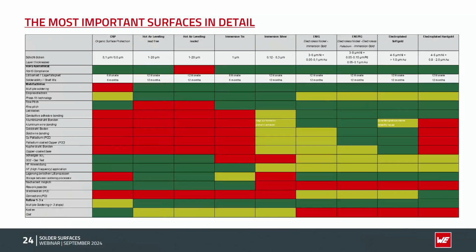So this is a general overview showing all the categories and our ratings for all the solder surfaces we have talked about already. We also have ratings for NEPIC, which has another layer in between nickel and gold, which is palladium. And we also have ratings for soft gold electroplated and hard gold, also electroplated. So just to summarize all the ratings in one view.